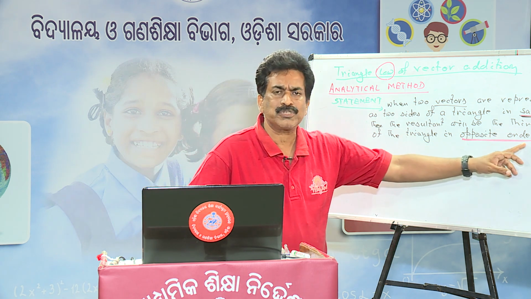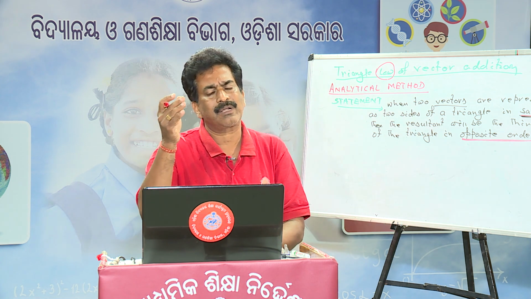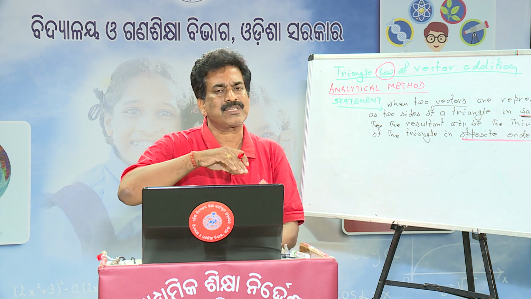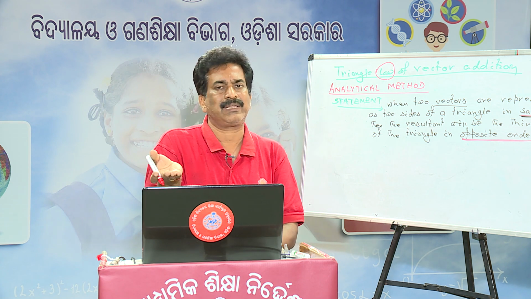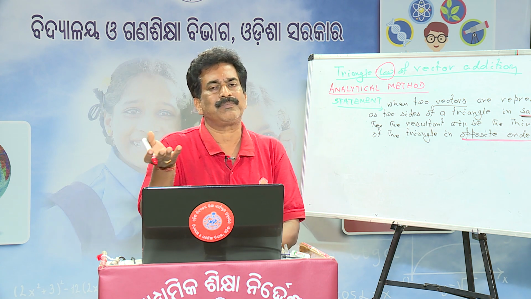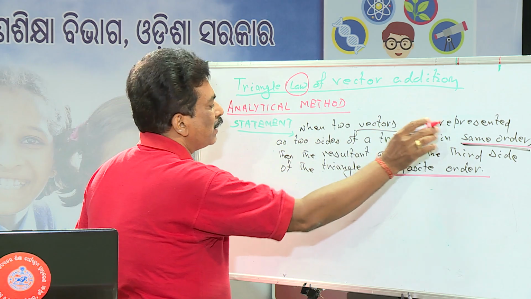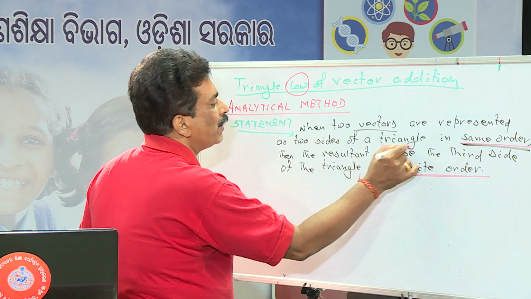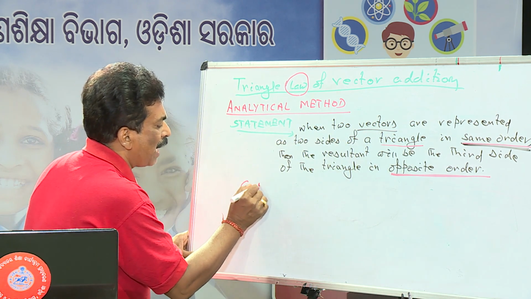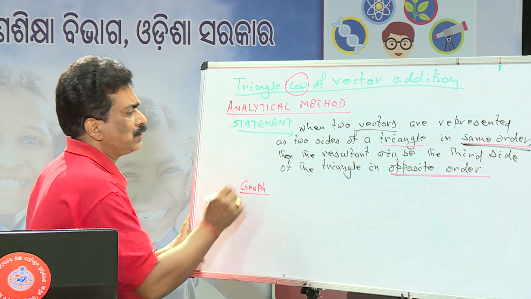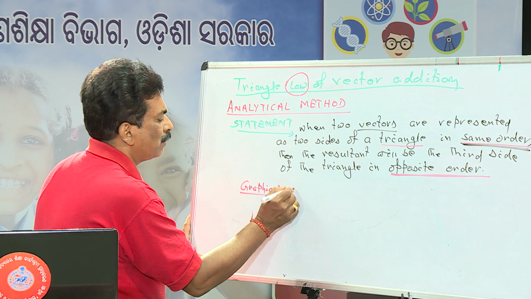Another one is the opposite order. Opposite means just the reverse. Suppose one vector completes there and the next vector does not start from that point, it ends at that point, then we say that it is of the opposite order. So, the statement is when two vectors are represented as two sides of a triangle. Suppose here the graphical method as we discussed, and now we are discussing it in short form.